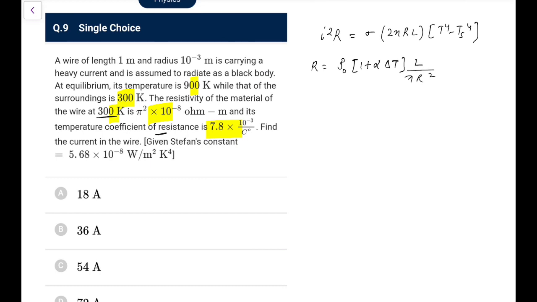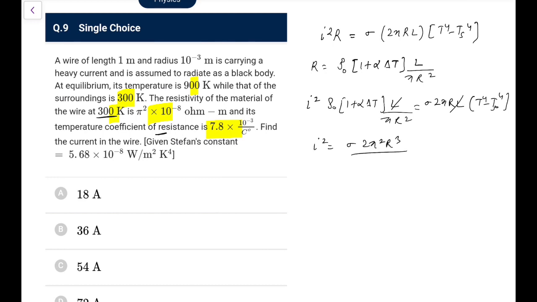Substituting the values, the resistance becomes rho naught times 1 plus alpha delta T, times L upon pi R square, and that equals sigma 2 pi R L into T to the power 4 minus Ts to the power 4. L is cancelled. That is the only good thing we have seen till now. So what would be I square? It would be sigma 2 pi square R cube upon rho naught times 1 plus alpha delta T, times T to the power 4 minus Ts to the power 4, whatever you can write it.